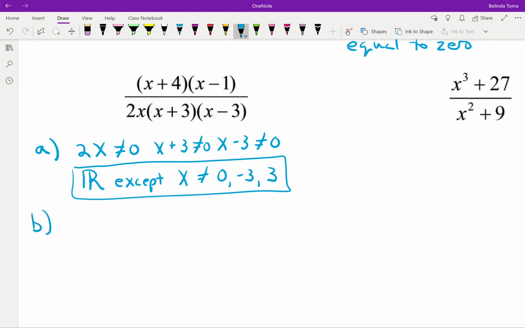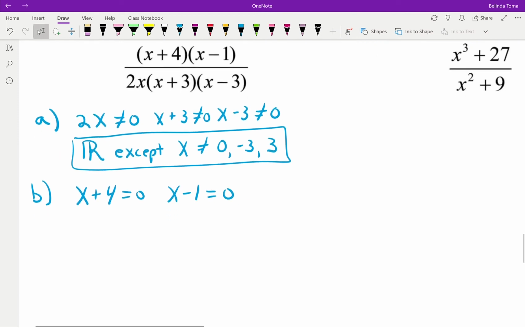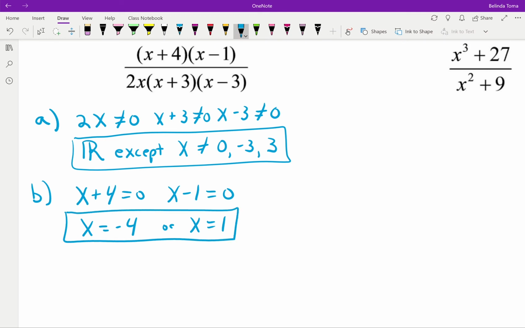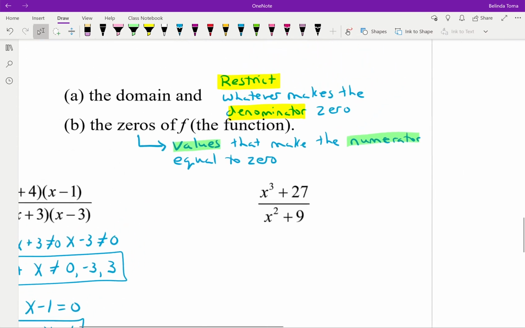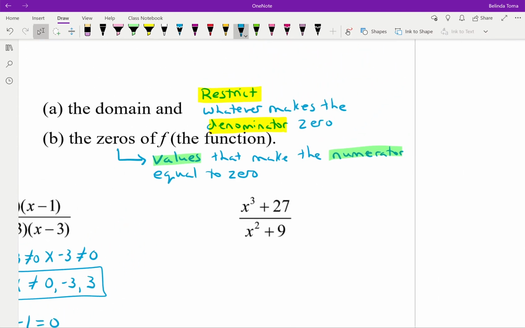Our zeros come from setting the numerator equal to 0, and these are going to be given in a positive form. So notice I'm not putting the does not equal. So in this case, I'm going to get x equals negative 4 or x equals 1. These are going to be the zeros of the rational expression. Now that we've looked at one, I just want to go back and write a note that might help.